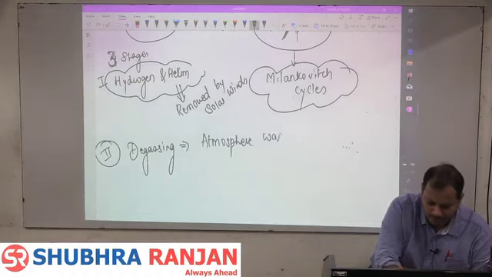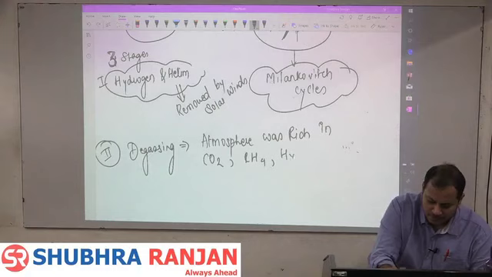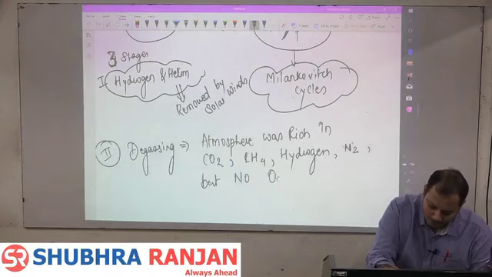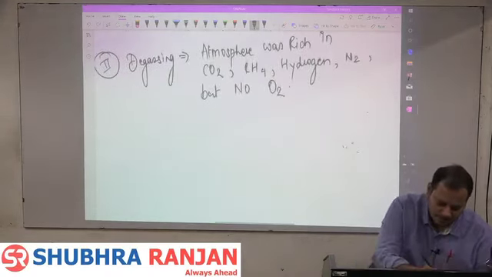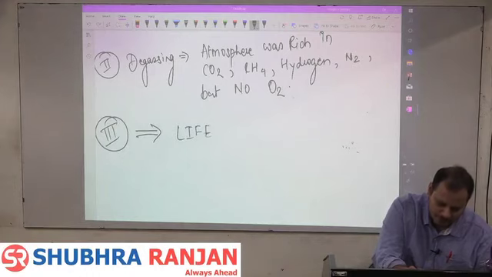meaning too much volcanic eruption, and therefore the Earth's atmosphere was rich in carbon dioxide, CH4 methane, hydrogen, nitrogen, but no oxygen. There was no oxygen, right? And in the third stage, life originated.